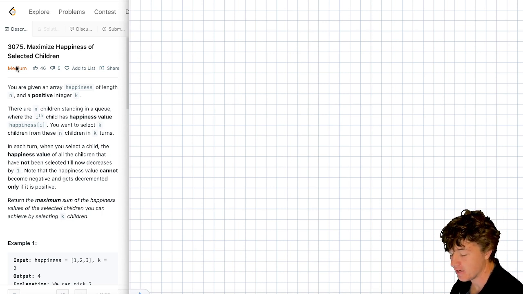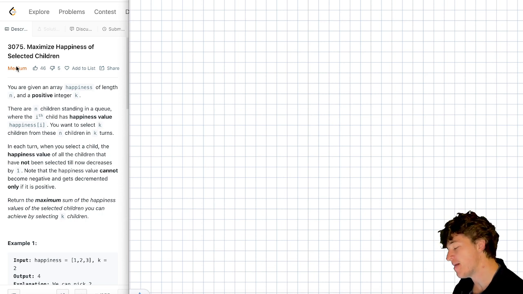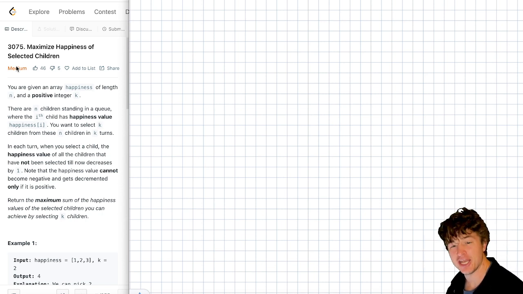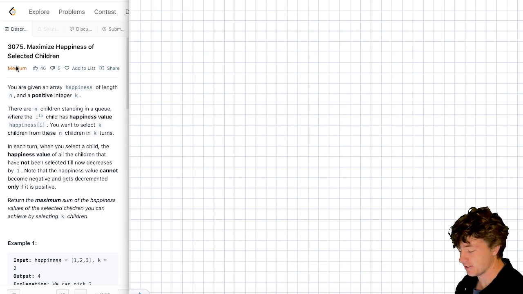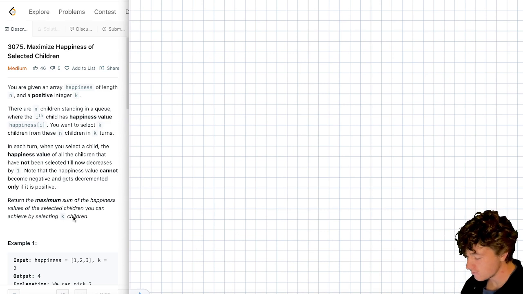Note that a happiness value cannot become negative, and it gets decremented only if it's positive. So the minimum happiness someone can have is 0. If your happiness is 0, you're down in the dumps and no one picks you, you don't become -1 happiness. You just stay at 0. So we're going to want to return the maximum sum of the happiness values of the selected children you can achieve by selecting k children.